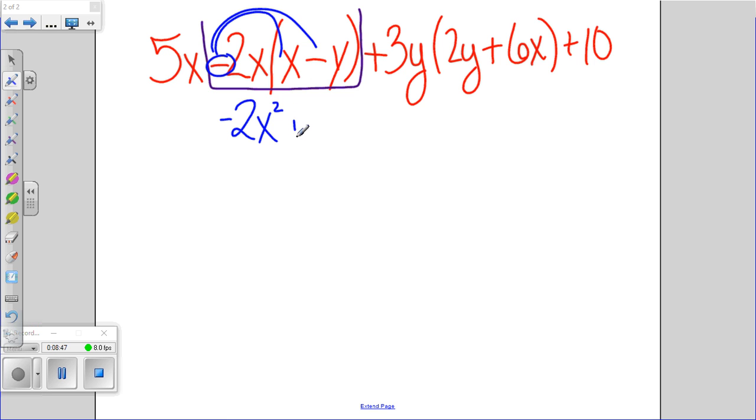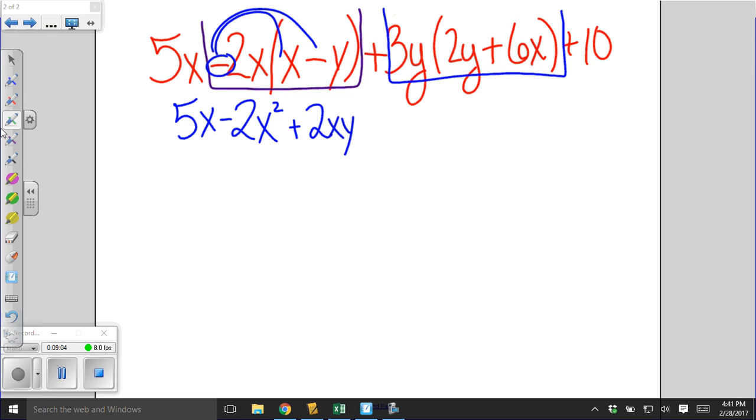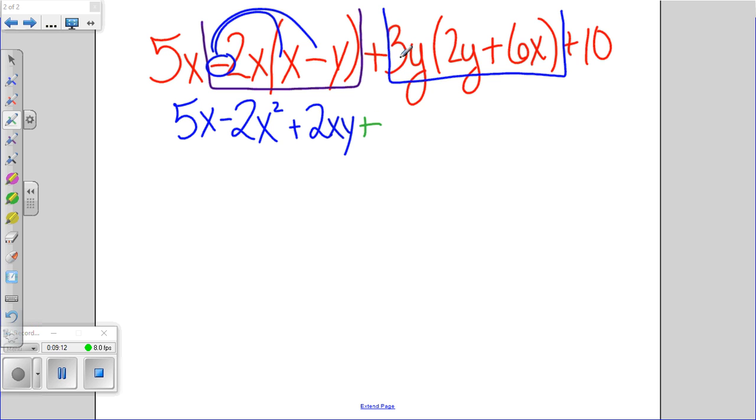Negative times a negative tells me this is a positive term. 2x times a y is 2xy. I can just bring down my 5x. And now I have a whole other one I have to do. So in this case, I don't have that negative on the outside, so I don't have to worry about it, and I know that the signs are going to stay the same. So this looks to me plus 3y times 2y. 3 times 2 is 6. Y times y is y squared plus 3y times 6x.